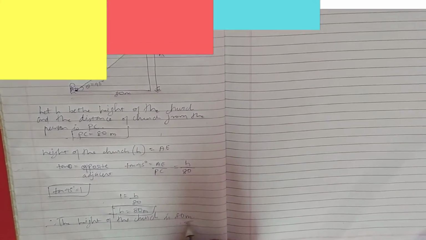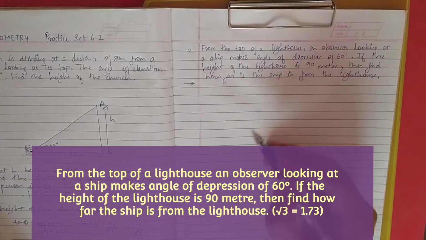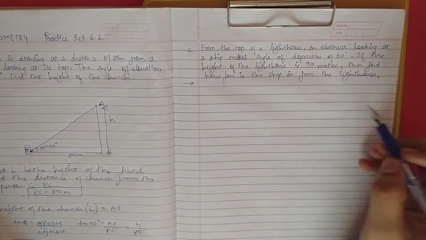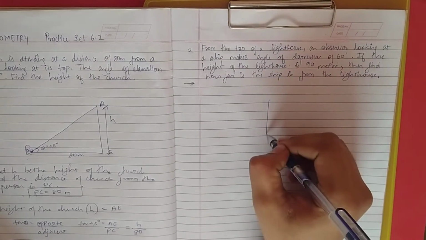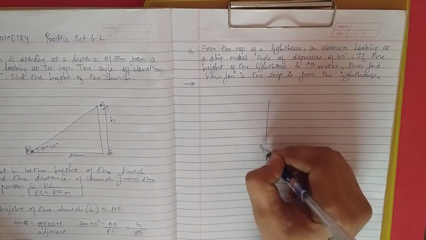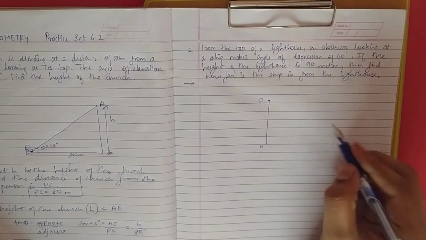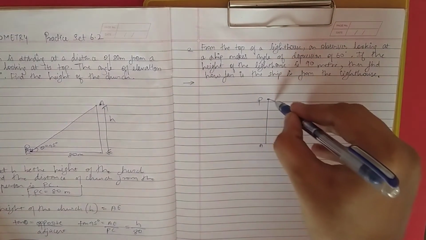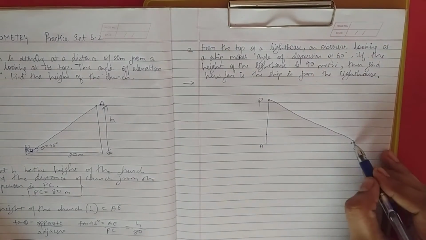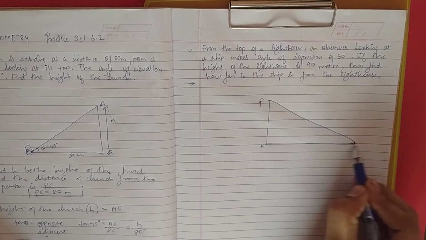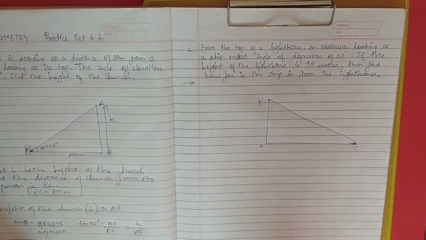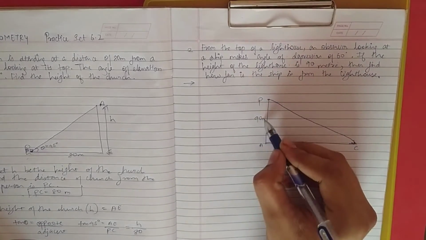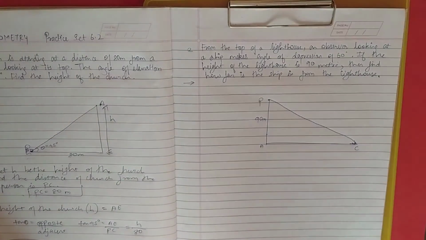is 80 meter. Now in question number 2, we have been given there is an observer looking at the ship from the lighthouse at an angle of depression of 60 degree. Suppose this is a lighthouse. Let the lighthouse be AP, and the person is at point P looking at a ship which is at point C. The distance between the ship and the base of the lighthouse is AC. We have been given the height of the lighthouse is 90 meter, and the angle of depression is 60 degree.